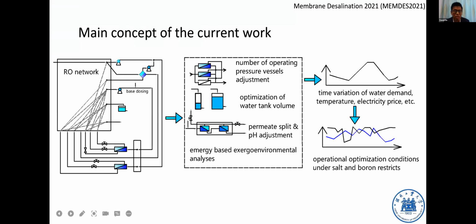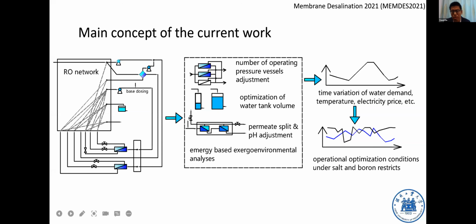So the main concept of the current work is, first, we build our network. It includes the pumps, energy recovery unit, water tank, and the stream links. And we control the number of operating pressure vessels. We choose the best water tank volume, and we control the permeate split ratio and the pitch of the feed. And we also take an energy-based exergy environmental analysis.